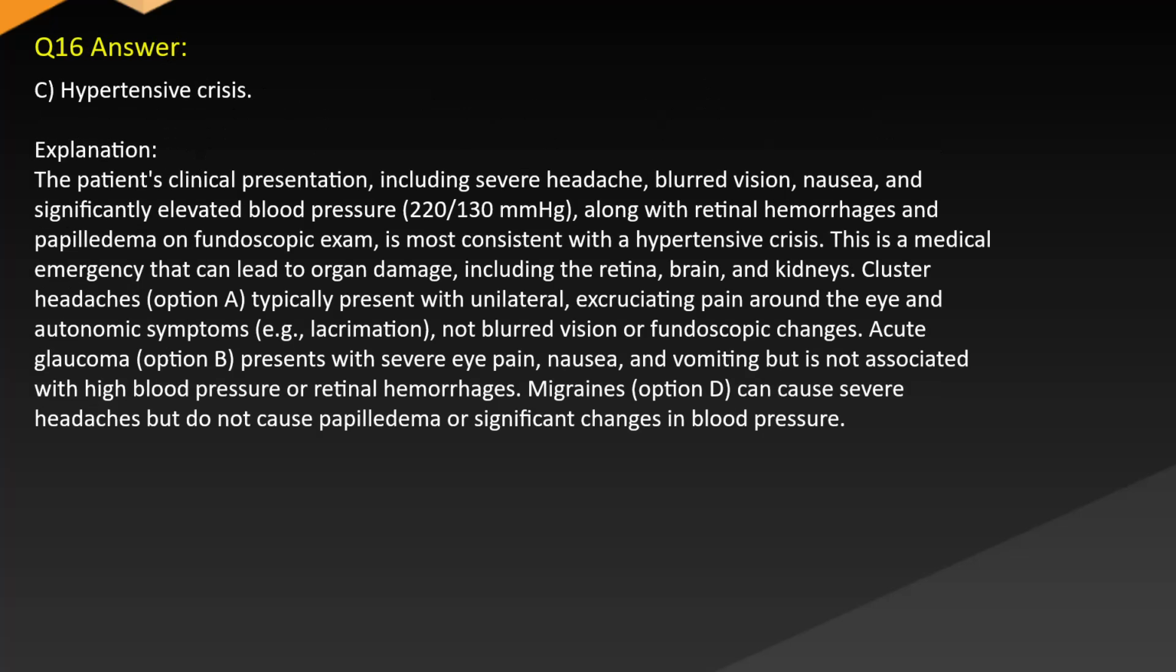Answer: C. Hypertensive crisis. Explanation: the patient's clinical presentation, including severe headache, blurred vision, nausea, and significantly elevated blood pressure, along with retinal hemorrhages and papilledema on fundoscopic exam, is most consistent with a hypertensive crisis. This is a medical emergency that can lead to organ damage, including the retina, brain, and kidneys.